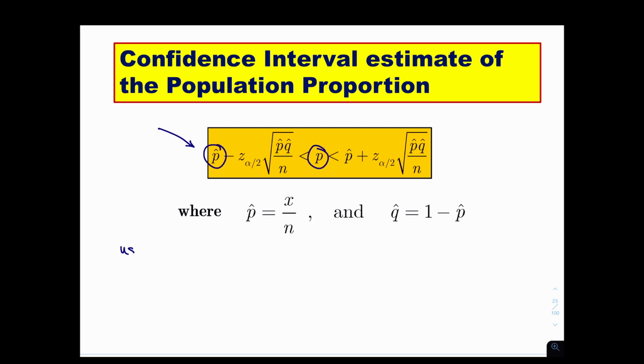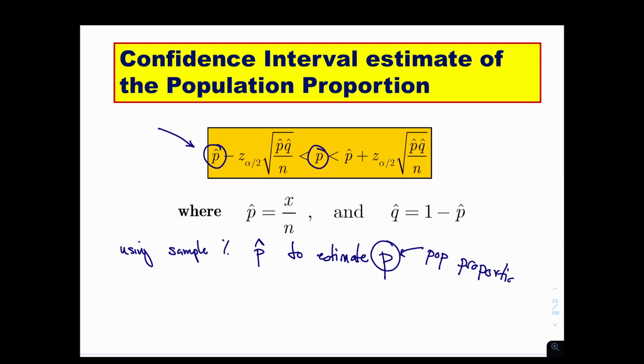So we're going to be using the sample percentage or proportion, which is P hat, to estimate P, which is the actual population proportion or population percentage. So we're going to be using the sample to calculate an estimate for the actual population percentage.